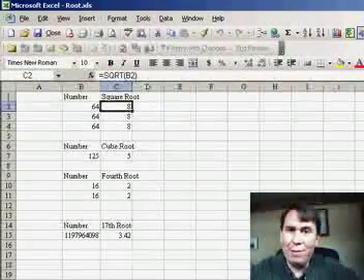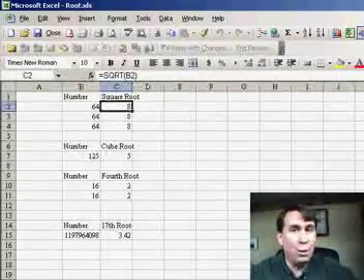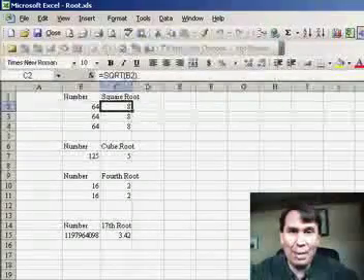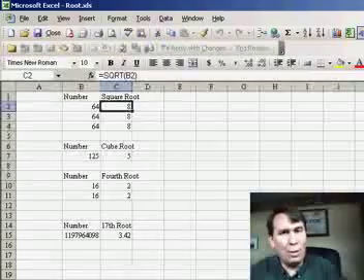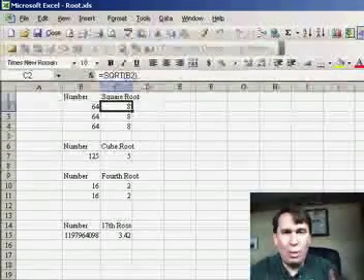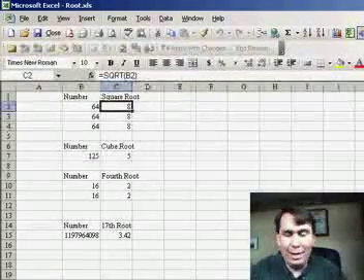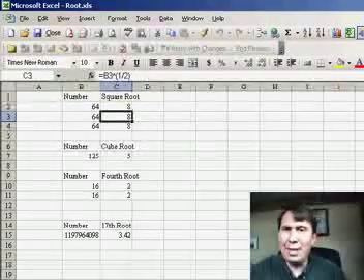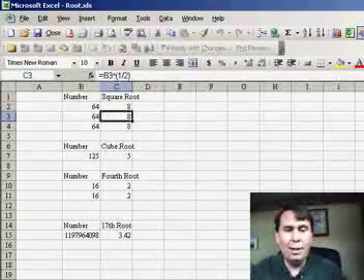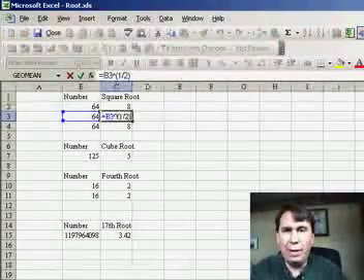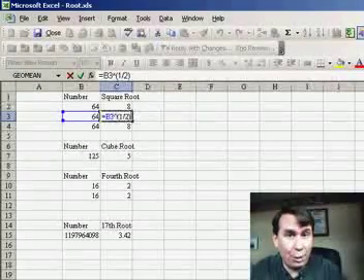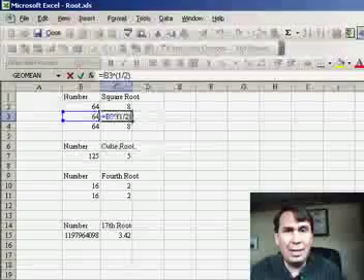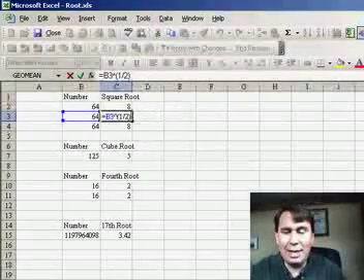Now, that's great for square roots. But what if you need to take the cube root or the fourth root or the 17th root? Well, it turns out that taking the square root of a number is algebraically the same as raising the number to the 1/2 power. So this formula here, equal B3 caret, which is Shift 6, we talked about that yesterday when we were doing exponents, and then in parentheses 1/2, is the same as taking a square root.